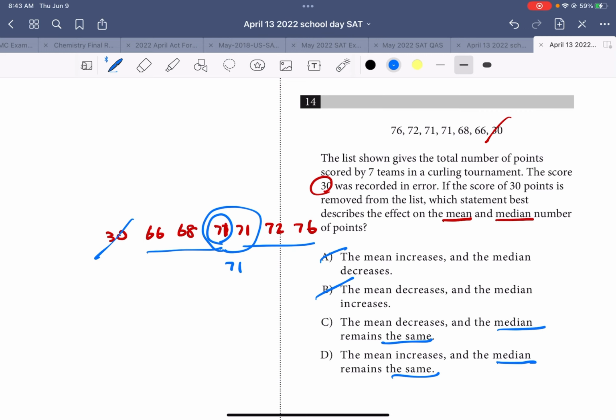Now, when you talk about the mean, since the lowest number drops out, the mean has to increase. You don't have to calculate it. You can just know by dropping the lowest number. If you drop the greatest number, your mean should decrease. But in this case, the lowest number is dropped, so the mean should increase. So 14 is D.